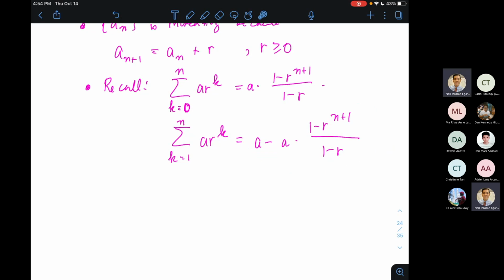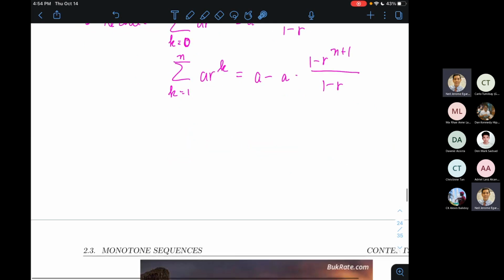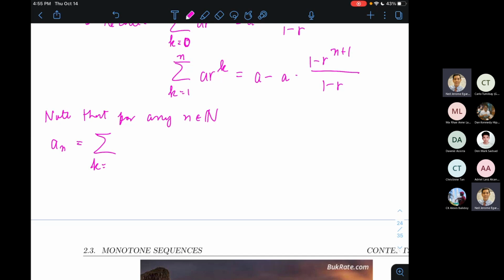Then why do I want to see this? Well, because note that for any n, yung a sub n, which is the sum from k equals 1 to n of 1 over k times 2 to the k, will be less than or equal to the sum starting from k equals 1 until n of 1 over 2 to the k. Agree?